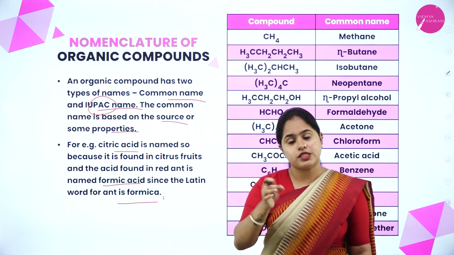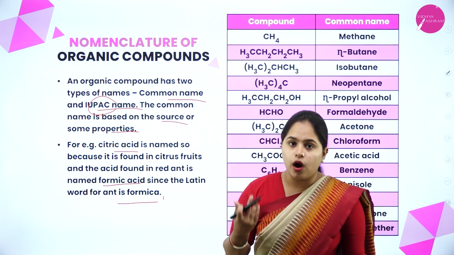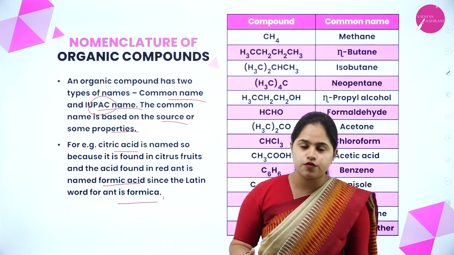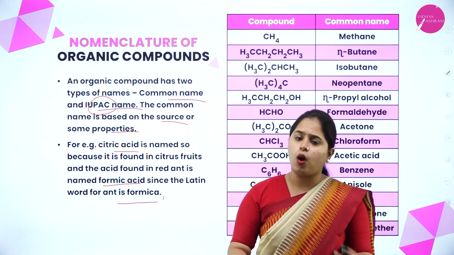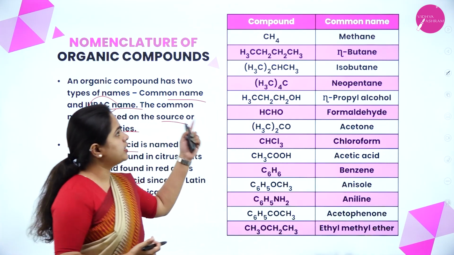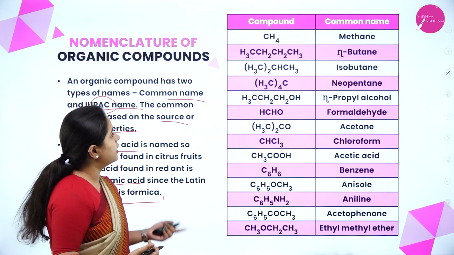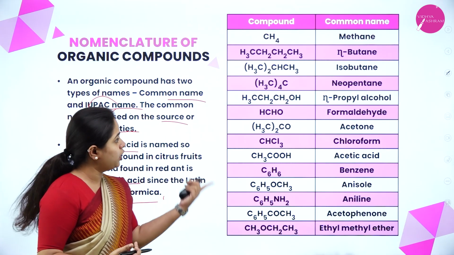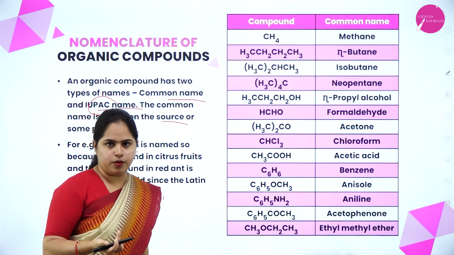Hence, the acid which is present in ant is named formic acid. So the common name can be based on the source from which it is obtained, or on some properties it has. That is the common name. As you can see, CH4, the common name is methane. The next one is n-butane, then isobutane, neopentane. All these are common names of organic compounds.